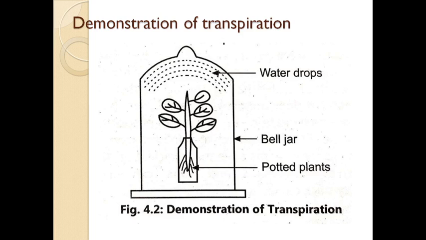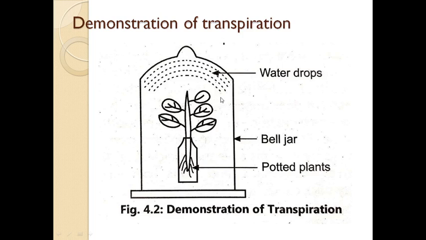The soil in the pot is watered, and the pot is covered with a rubber or polythene sheet. See here, that pot is covered by the polythene or a rubber sheet to prevent evaporation from the soil water. After some time, drops of water will appear on the inner surface. See, these are the drops of water. They appear on the inner surface of the bell jar, and this water has come from the aerial parts of the plant.